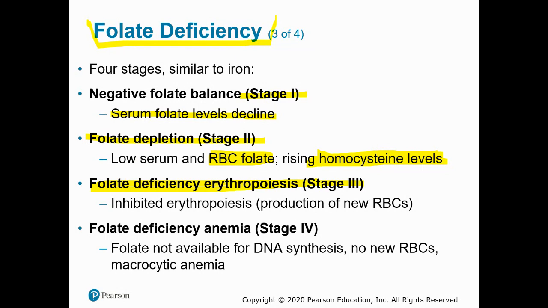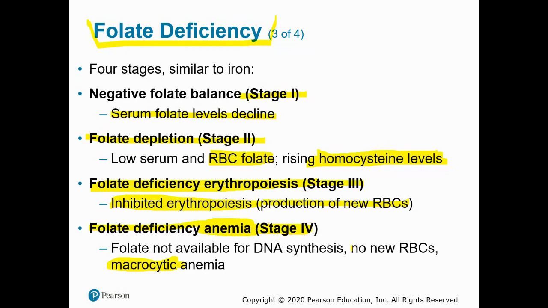I guess it's called folate deficiency erythropoiesis, but what we see is inhibited erythropoiesis. We saw this term with iron deficiency, and I don't think I explained it, but erythropoiesis is the production of new red blood cells. So stage 3 folate deficiency, you start to see inhibited erythropoiesis. And then by stage 4, we have full-out anemia. Remember, folate deficiency anemia results in macrocytic anemia, so large-sized cells.